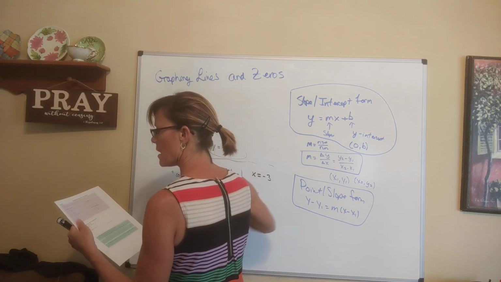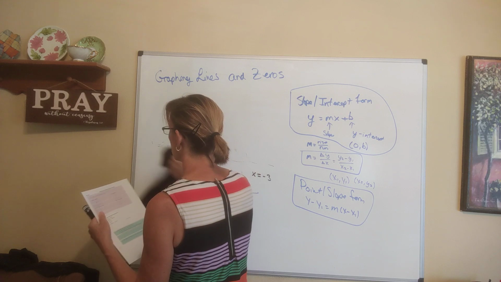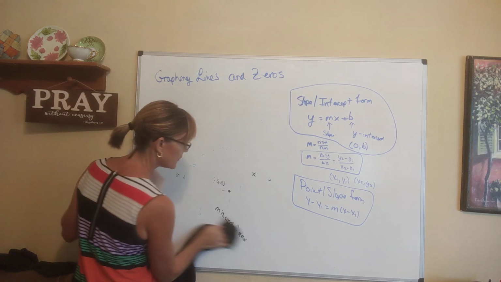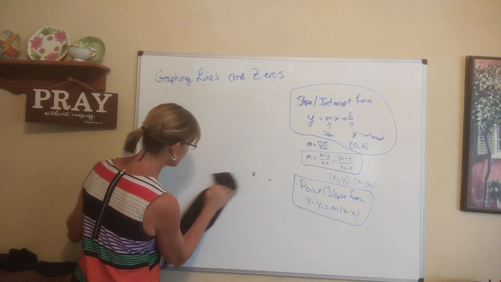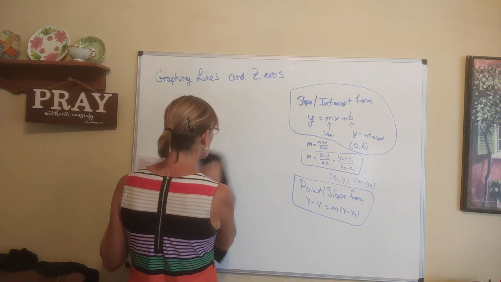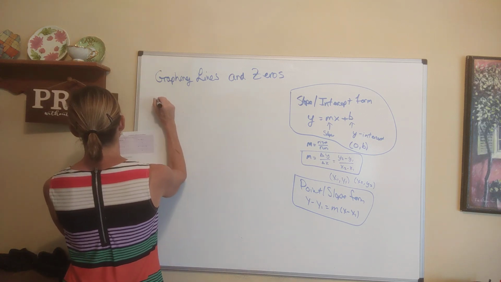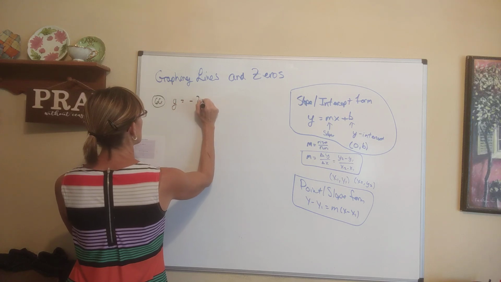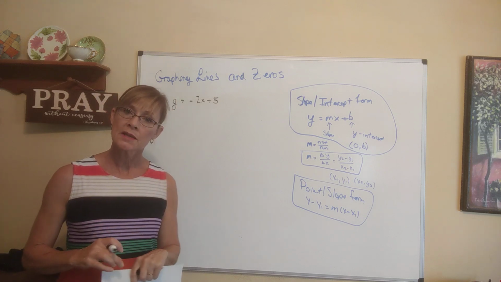All right, it says f of x equals negative 2x plus 5. F of x and y are interchangeable, so if you don't want it to say f of x and you want it to say y, change it to say y in your mind or on your paper, it's fine. So I'm going to call it y equals something. So here we go, this is 66. y equals negative 2x plus 5. This is in the form y equals mx plus b.